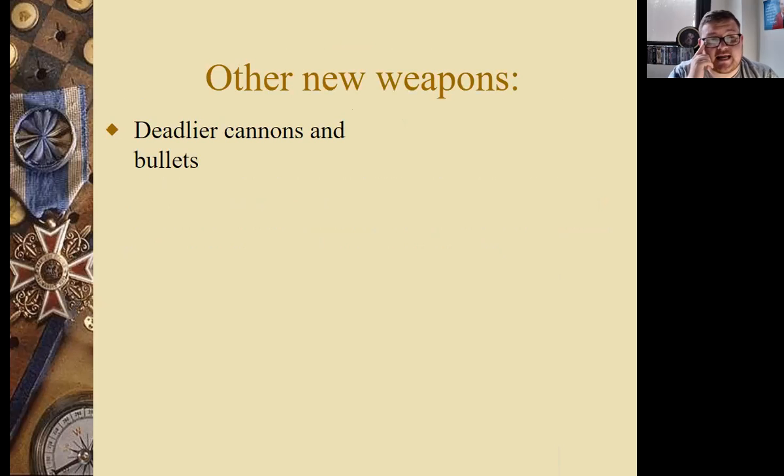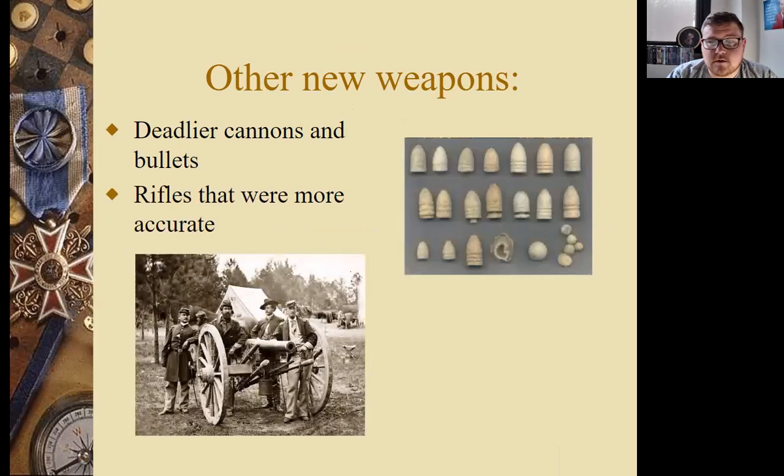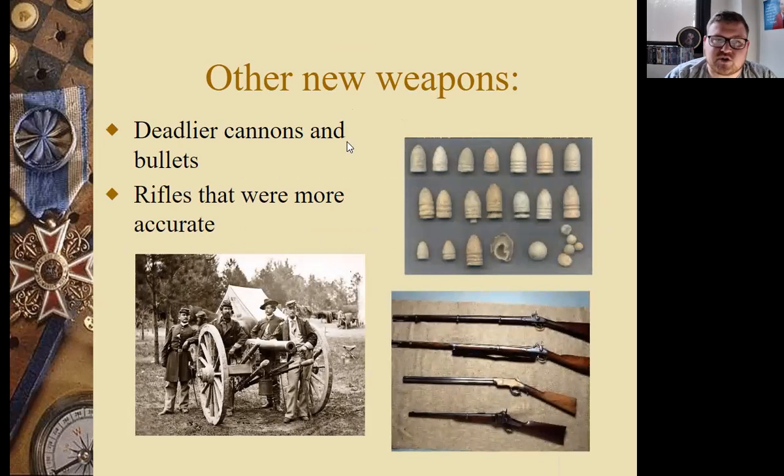So some other new weapons were the deadlier cannons and bullets, and rifles that were made more accurate. I love this story. I'm like a military history guy, so bear with me here. This bullet right here is the bullet that was used before the Civil War. This is the bullet that was used during and after the Civil War for the musket.